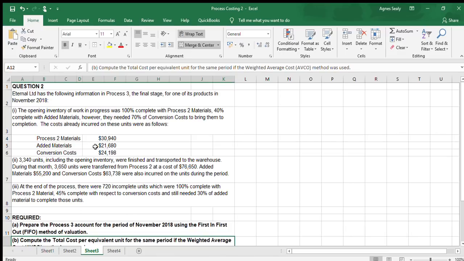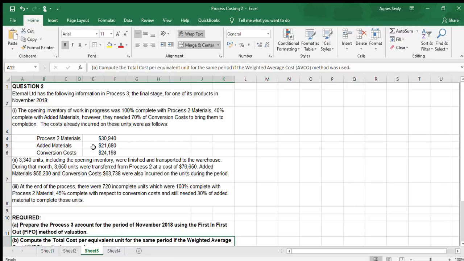Now when we are doing our valuation of inventory using the methods and preparing the process account, we have to prepare something called an equivalent unit table. The inventory must be valued at each stage to determine the value of the output transfer. So that is what we are trying to do. We are valuing the inventory at each stage of the process to determine the value of the output transfer.